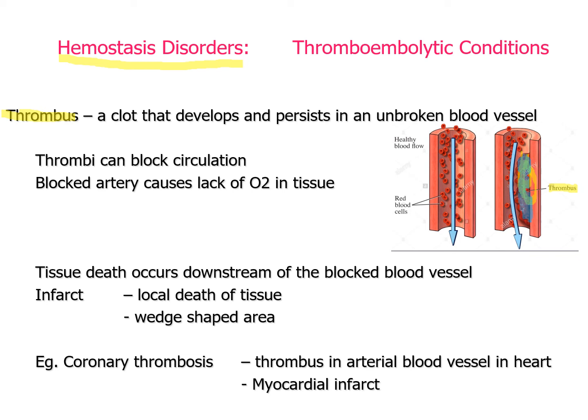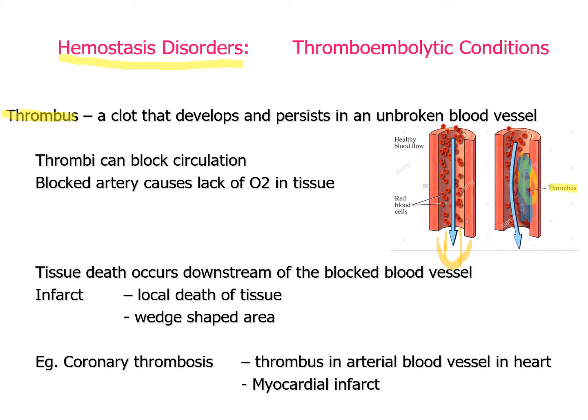Because just like a boulder in a stream, it causes turbulent flow, which increases the possibility of further extension of the thrombus, allowing it to get bigger, because you have turbulent flow instead of laminar flow, which you have here in a normal unbroken flow through a normal healthy blood vessel.